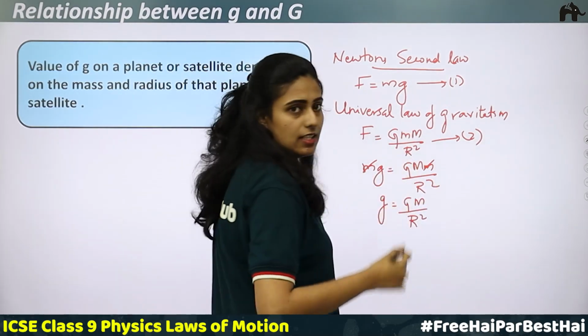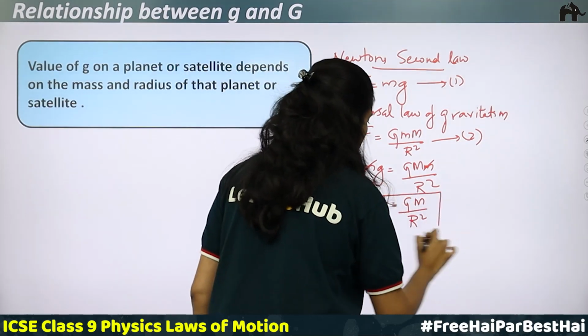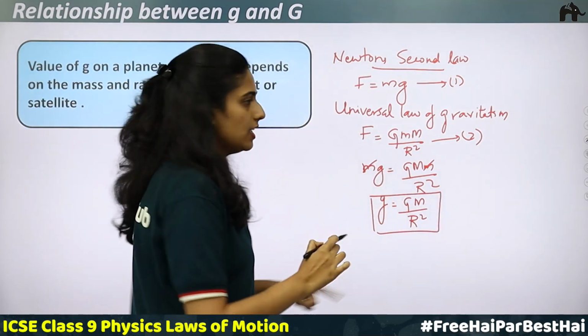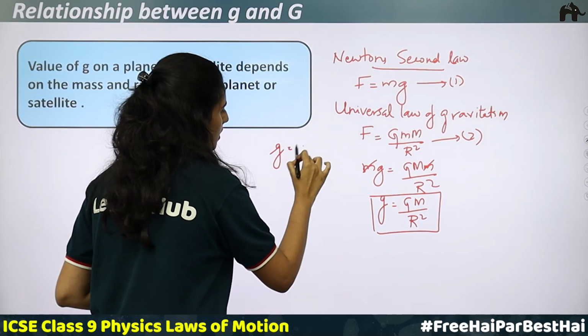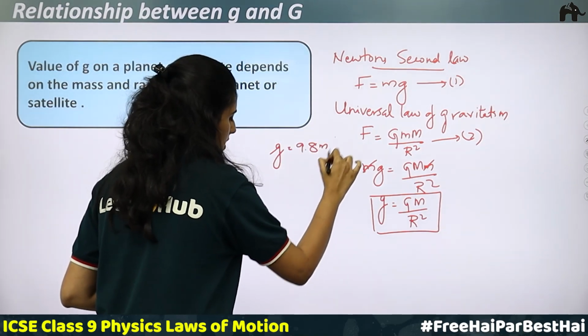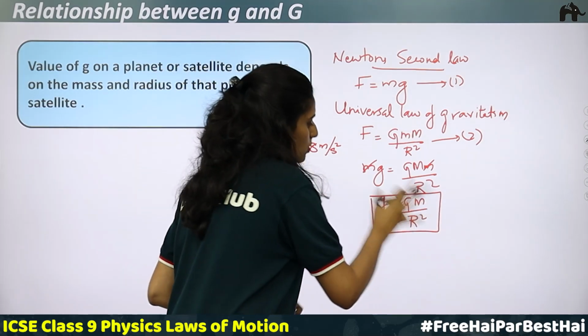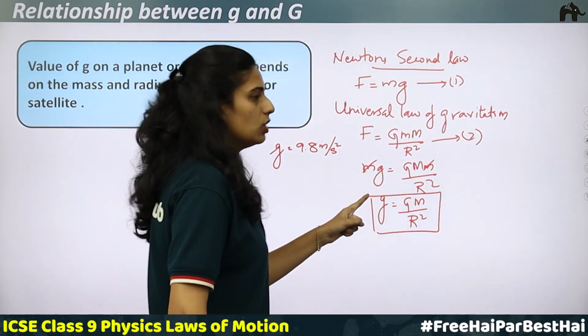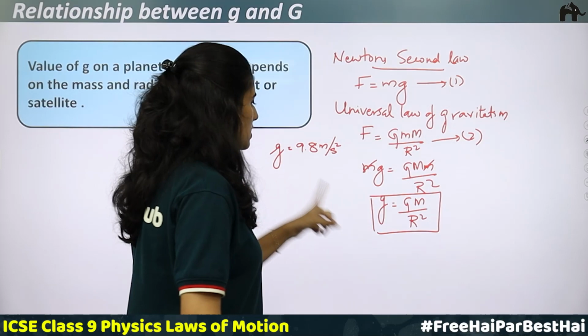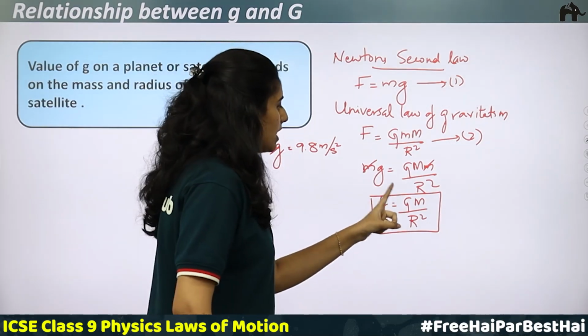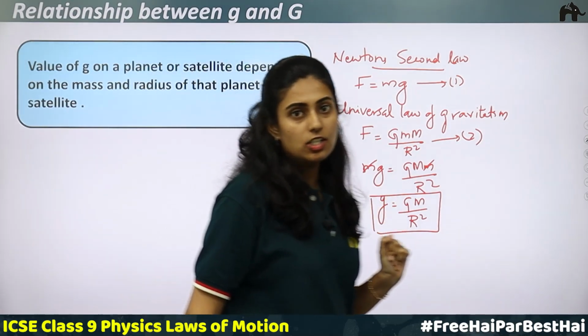Then the mass of Earth and the radius of Earth are substituted. Doing the calculation, you will get the g value equal to 9.8 meter per second square. So, if these values are given, you can find the acceleration due to gravity. This is a relation between the universal gravitational constant and the acceleration due to gravity.